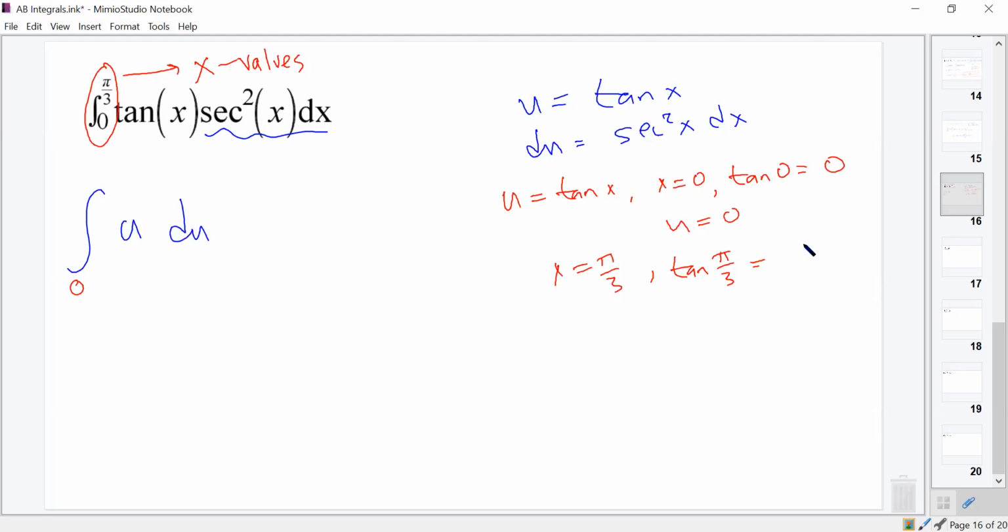This is the part of class where I normally start hitting the whiteboard and yelling because I'm so angry that nobody knows the tangent of pi over 3 off the top of their heads. Root 3. Yes, thank you.